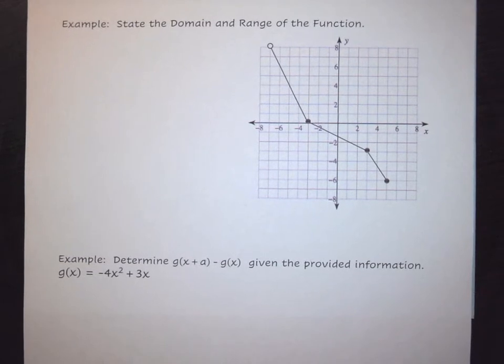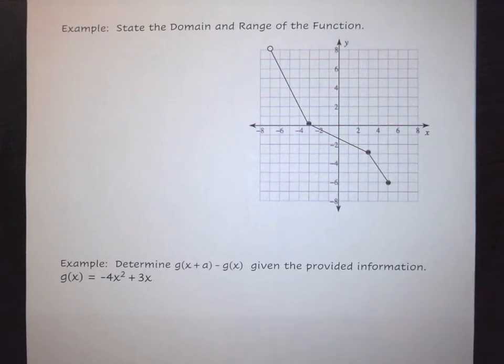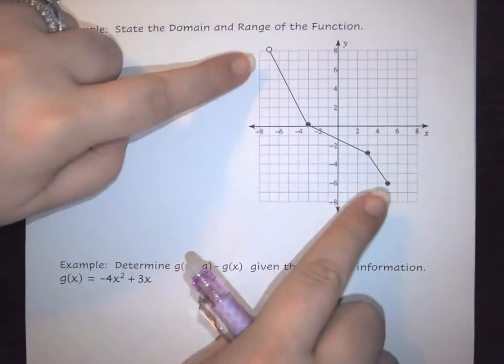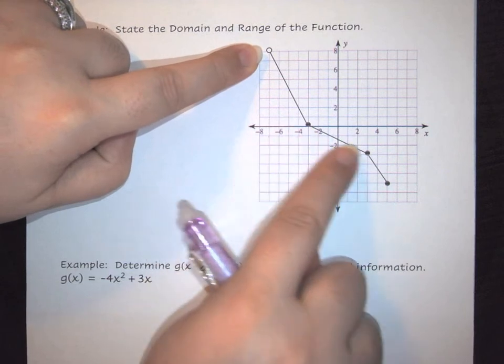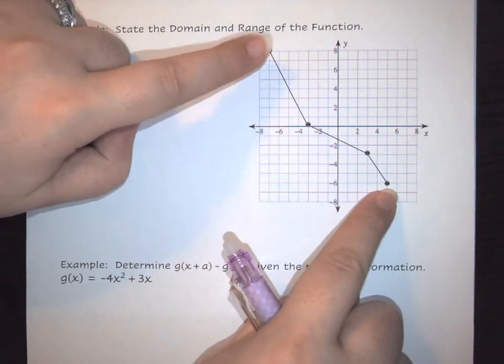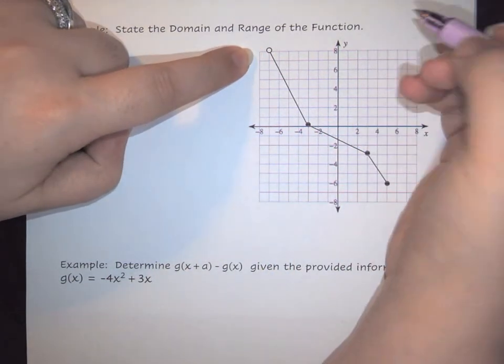Alright, let's take a look at this next one here. So we have to state the domain and the range of the function. So just like with that first graph, we want to look at the start and stop points, and we also want to look at these middle points as well. So let's start with the uppermost part.